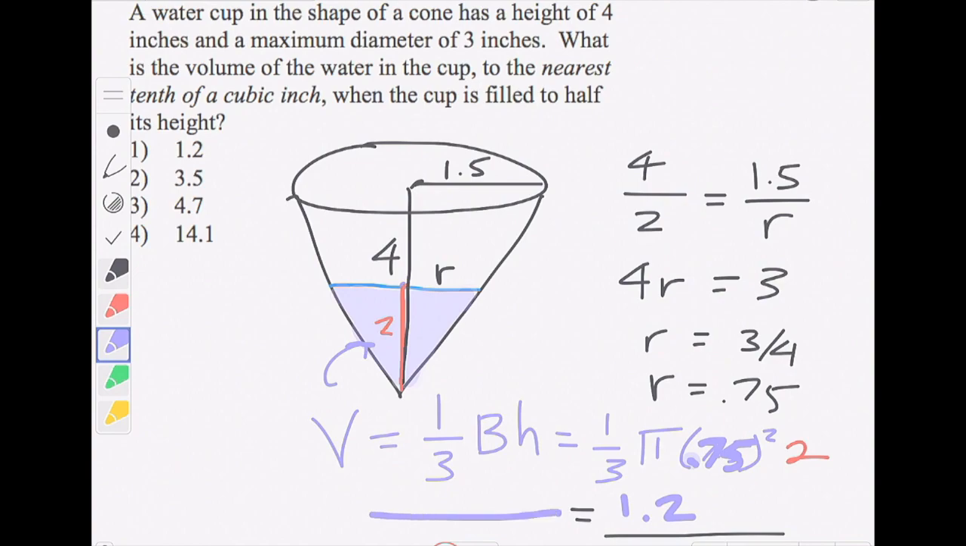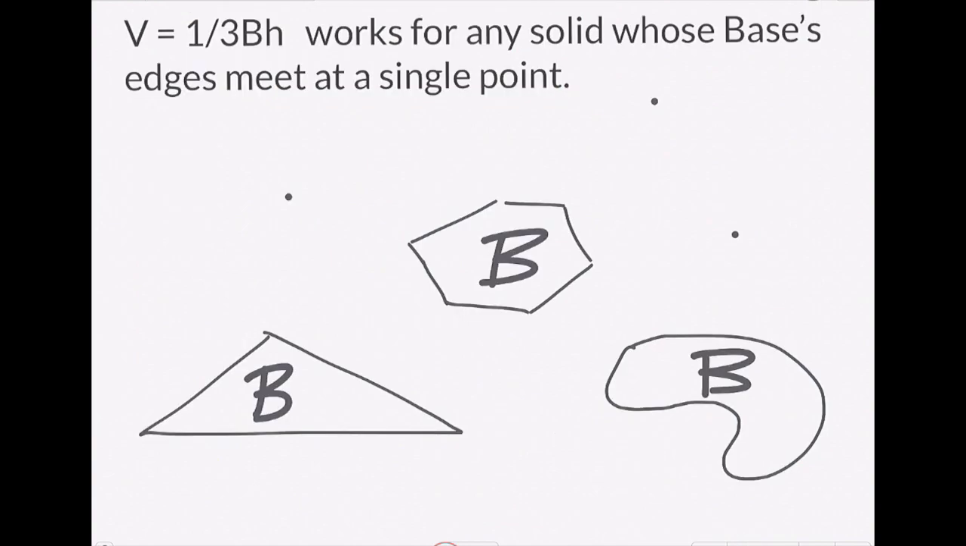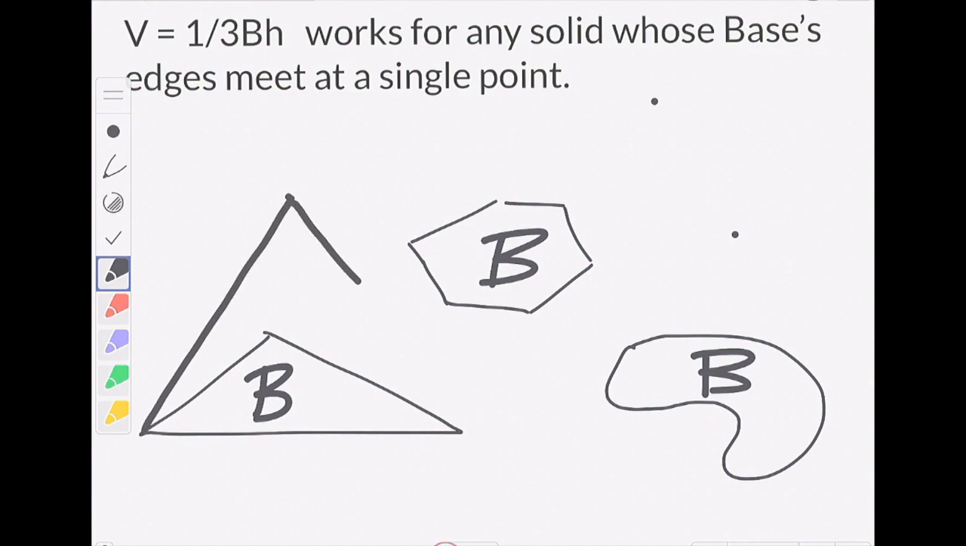Oh, and it's nice that it's actually one of the answers too, so it gives me a way to feel confident with that answer. So that formula actually works for more than just cones and pyramids. It works for any shape that has a base whose edges actually meet at a single point. So I could turn these two-dimensional shapes into three-dimensional solids by connecting the base to a single point.